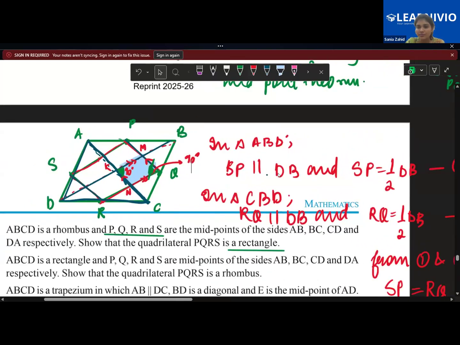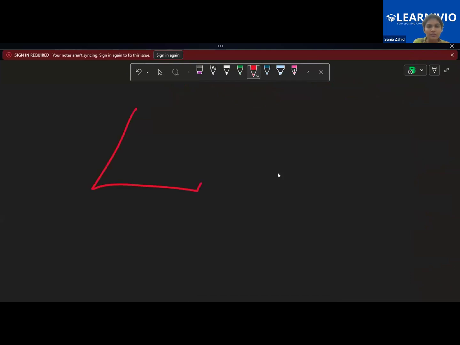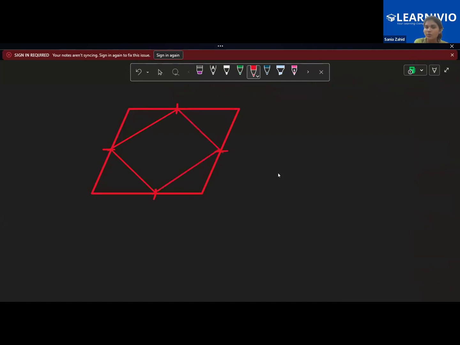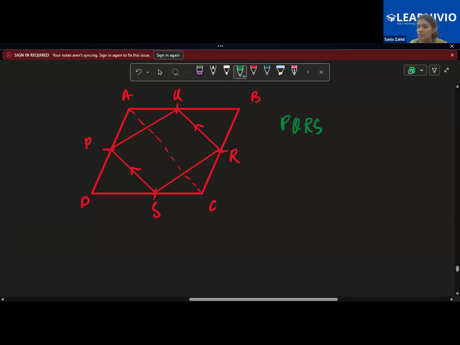I have a rhombus with me. I took the midpoints of the rhombus and joined them. I want to prove that when I join them, I get a rectangle. So first of all, I will draw one diagonal and prove this line is parallel to this line and this line is equal to this line. This is A, B, C, D. This is P, Q, R, S. I proved that PQRS is a parallelogram very easily. How? This is parallel to this and this is also equal to this.